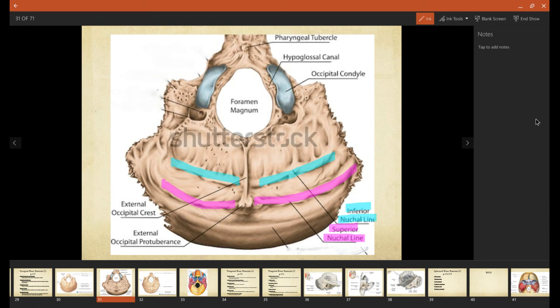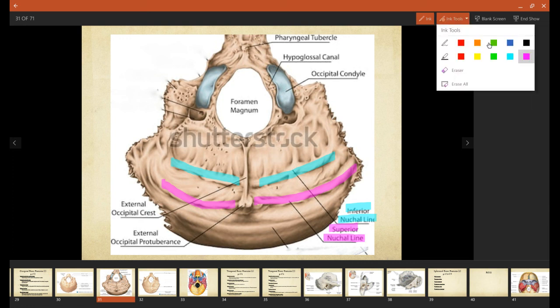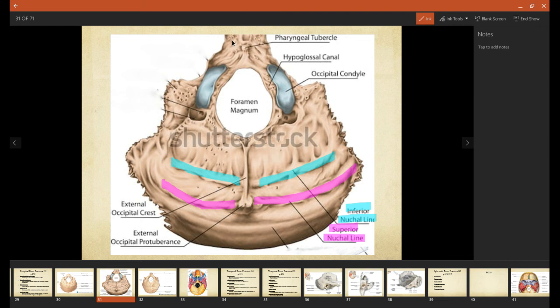Now, something else I want to highlight here is we are able to see the pharyngeal tubercle much better on this picture. And that's what we can see right here. That is the pharyngeal tubercle, or also called the basio-occipital tubercle.